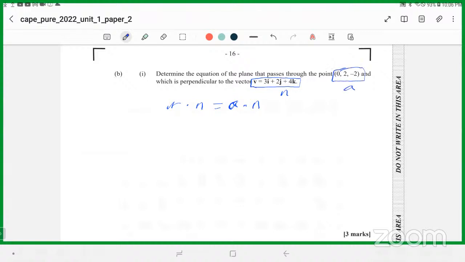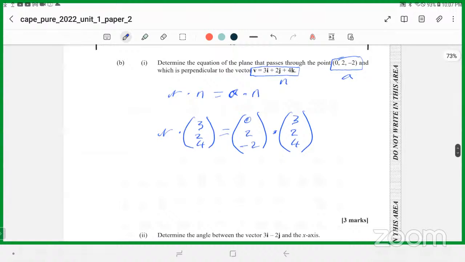That's it. Then they said determine the equation, so we're going to keep this as r. They said the Cartesian equation, so they would write it as x, y, z. This r represents points on the plane. So I'm going to write this as r dot, and the n is this vector, 3, 2, 4, written as a column vector, equals the a, which is 0, 2, minus 2, dot the n, which is still 3, 2, 4. I wrote that out, so let's work out what it is.